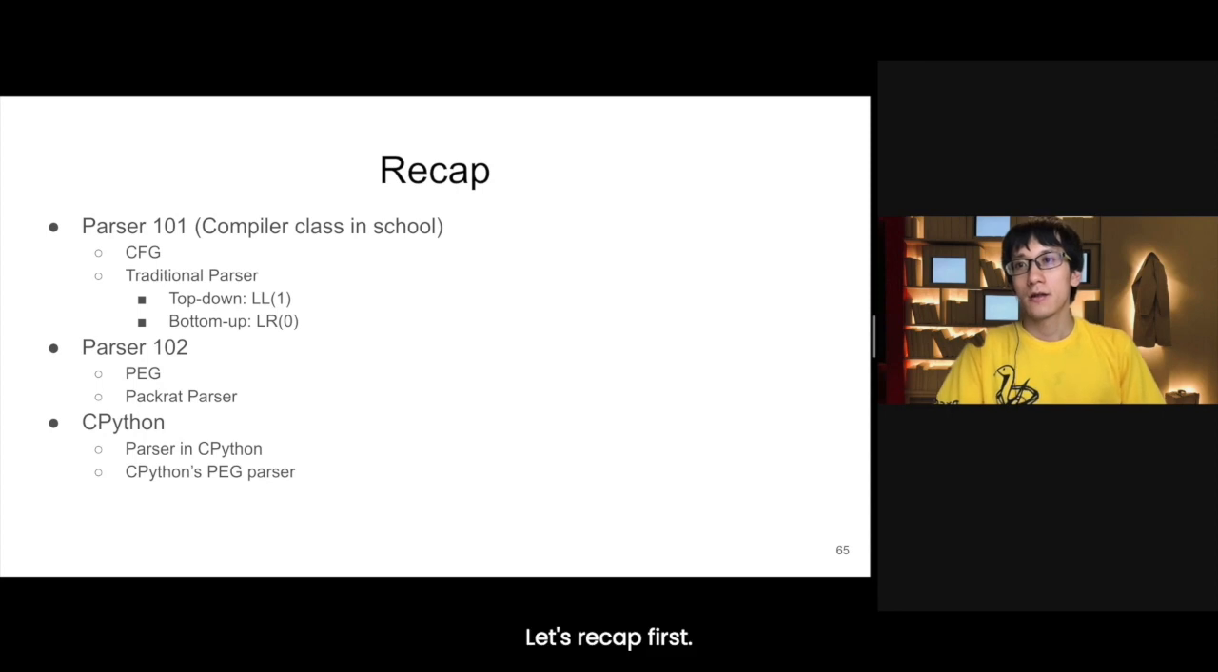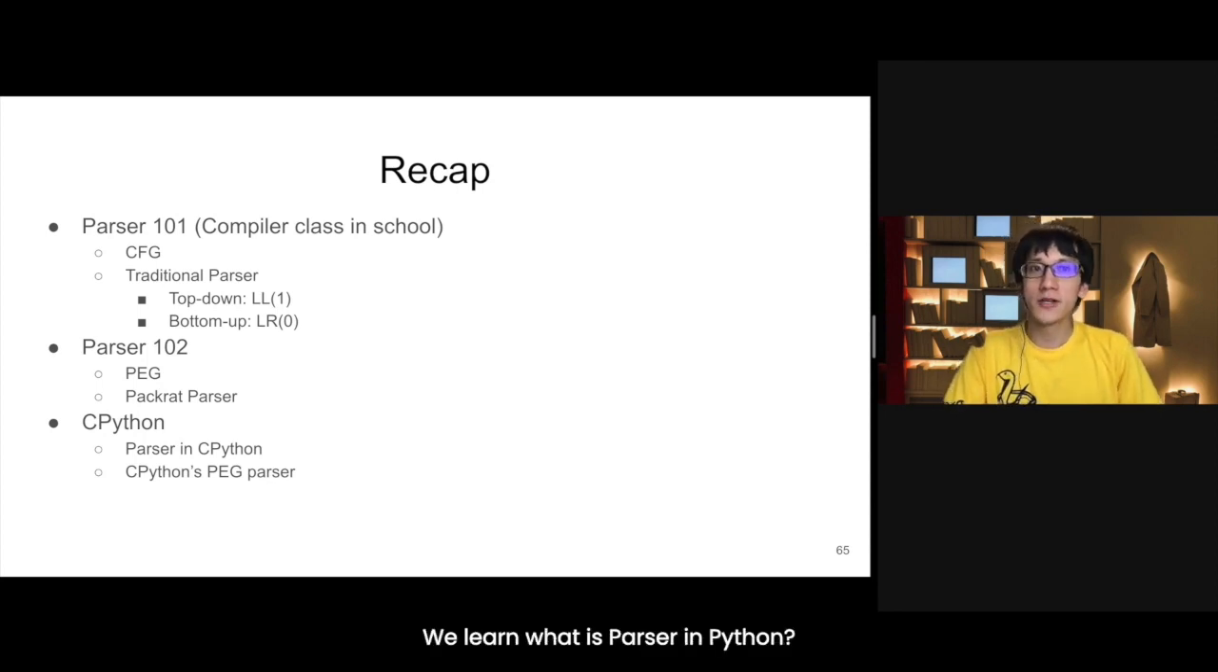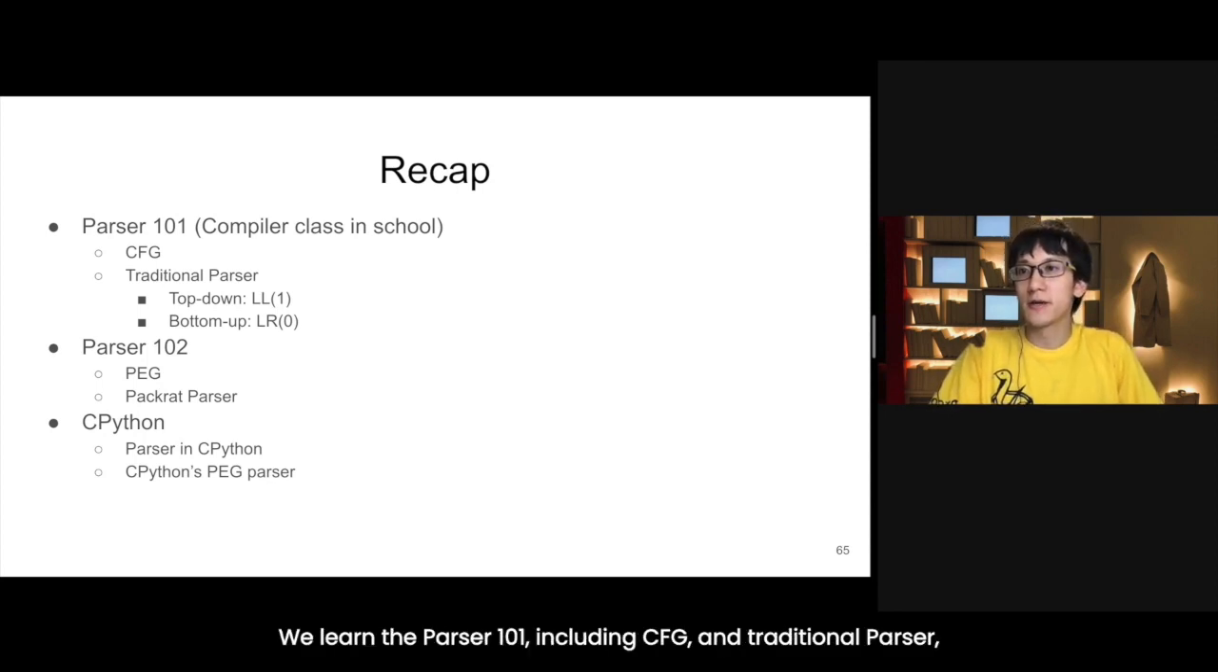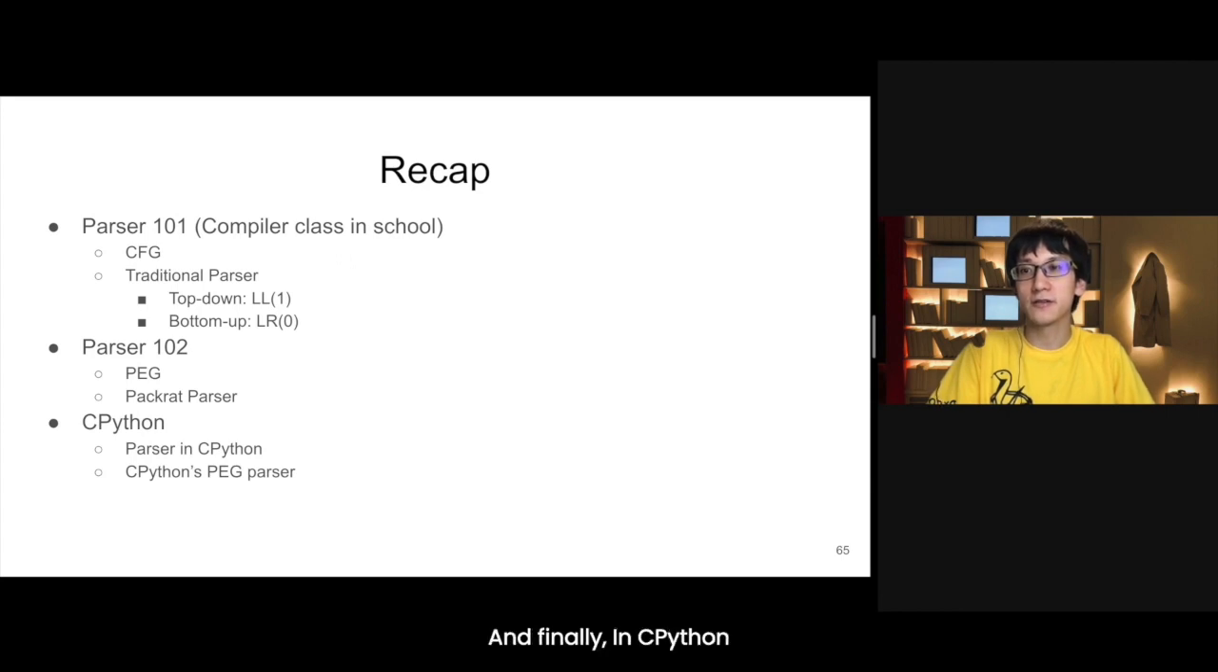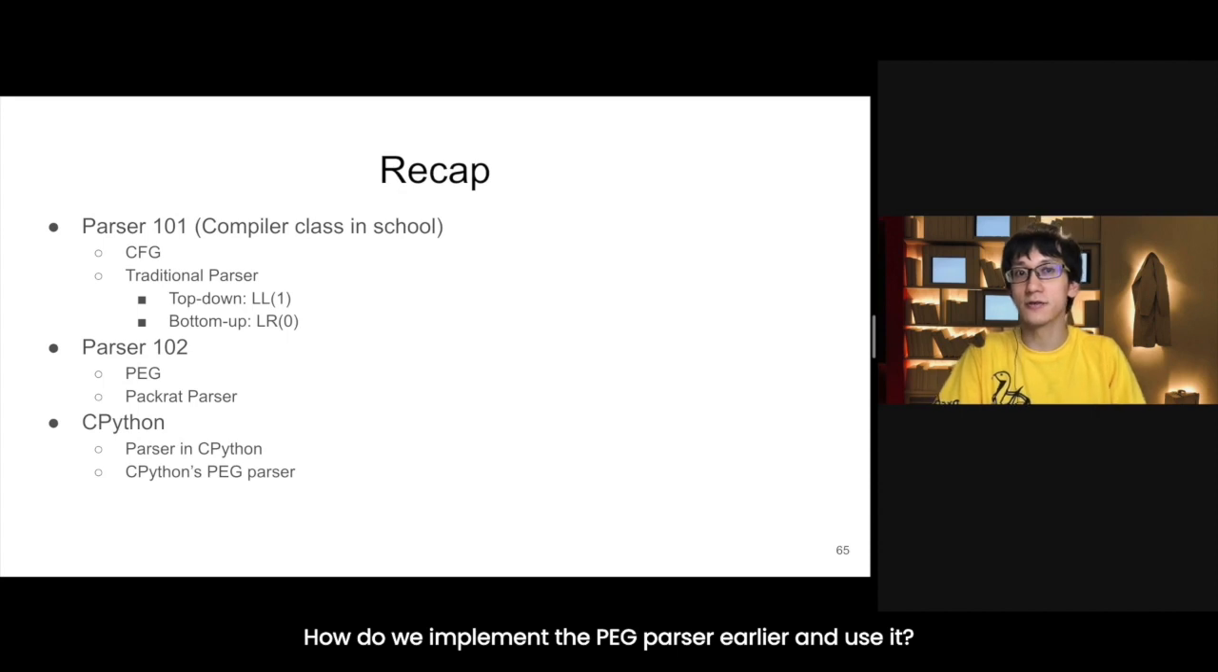Finally, we can talk about the takeaway. Let's recap first. We learned what a parser is in Python. We learned Parser 101, including CFG and traditional parsers, and later Parser 102, including PEG and the packrat parser. And finally, in CPython, how do we implement the PEG parser there and use it?